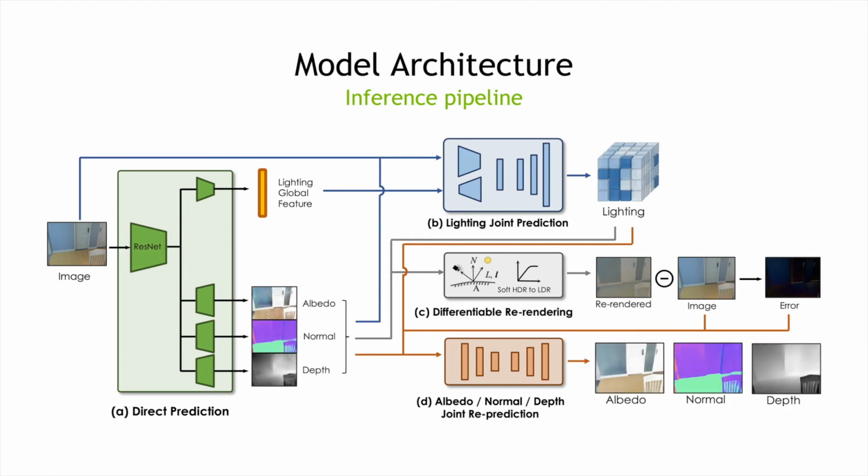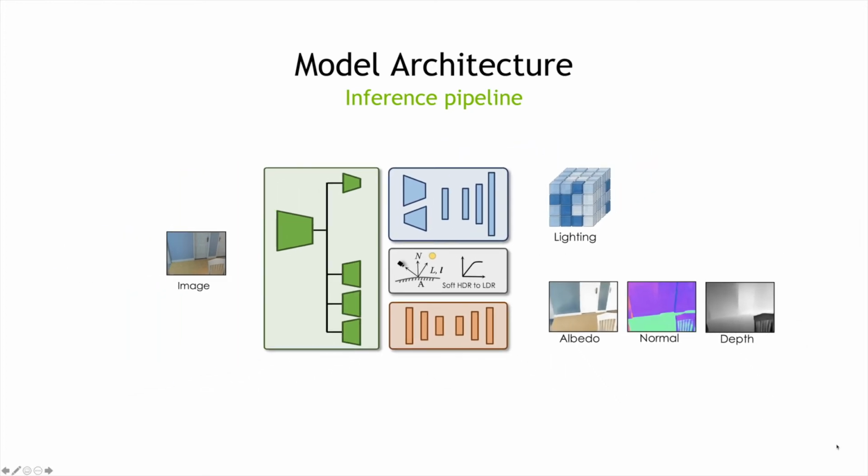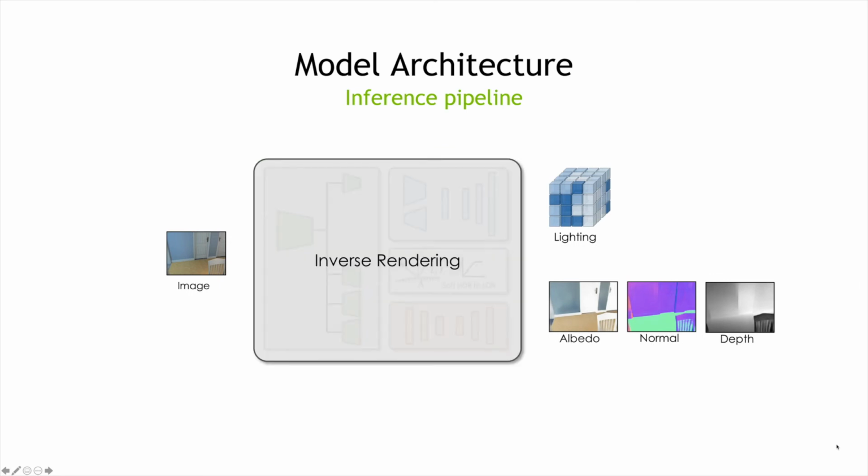Finally, the joint reprediction module conditions on the current prediction and re-rendering error and jointly refines the initial predictions. Together, the 4 submodules build up our full inverse rendering model.